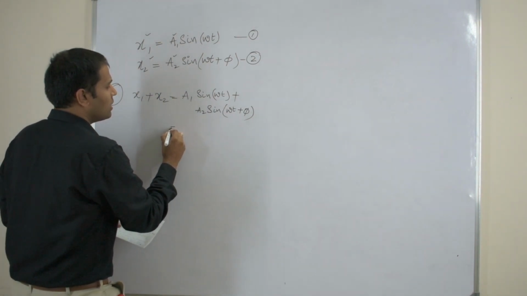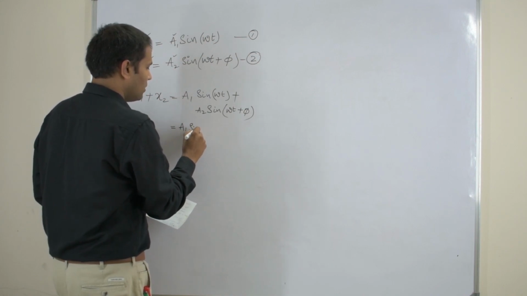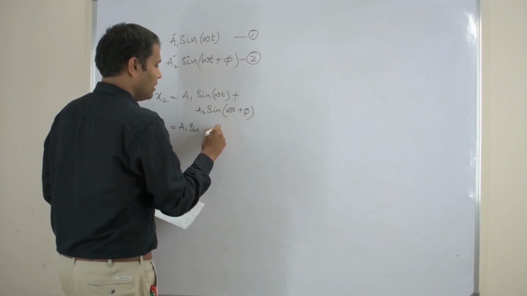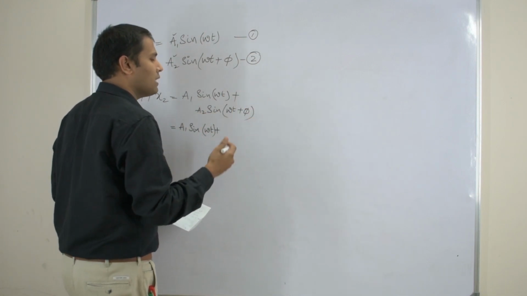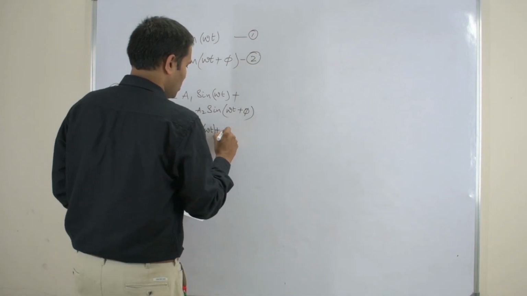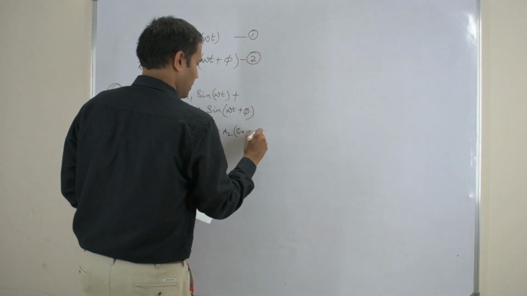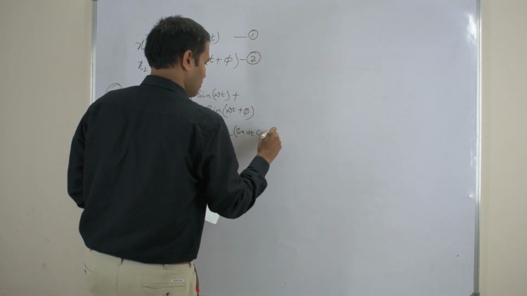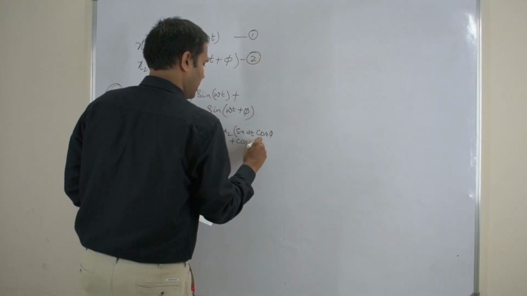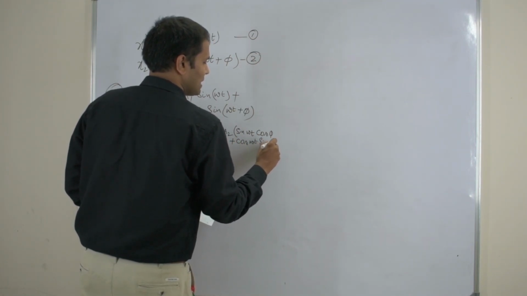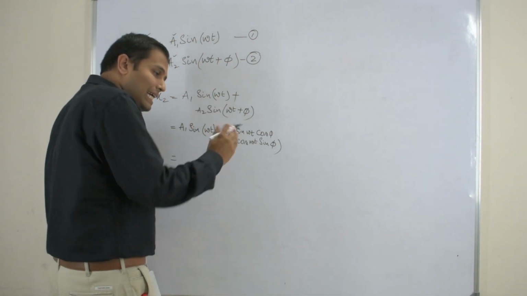Now what happens? Simply expand the terms. You know a1 sin omega t plus a2 sin omega t plus phi, which is in the form sin(A plus B), sin A cos B plus cos A sin B. So a2 sin omega t cos phi plus cos omega t sin phi. Now you segregate the similar terms.